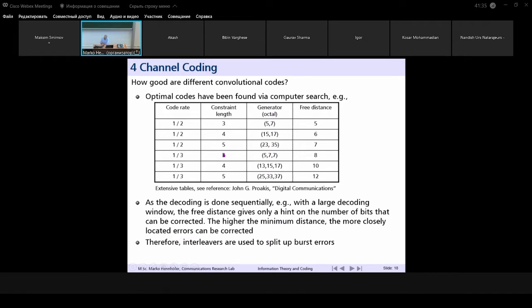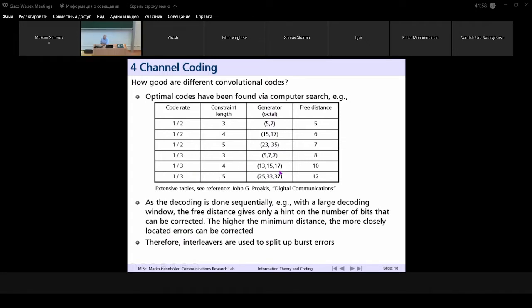So here with a constraint length of 3, we already reach a free distance of 8. So this code will be already more powerful than the rate 1/2 code up here. But it's no surprise, as we transmit one more redundant bit. We invest more redundancy in order to get a more powerful code.